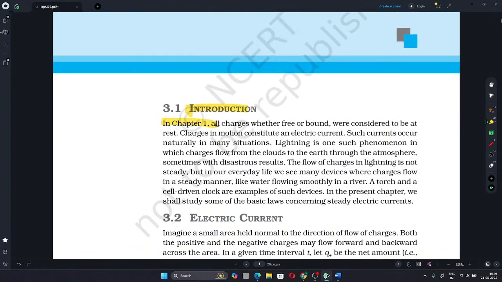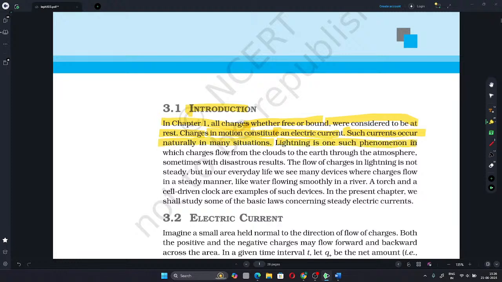Introduction. In Chapter 1, all charges, whether free or bound, were considered to be at rest. Charges in motion constitute an electric current. Such currents occur naturally in many situations.